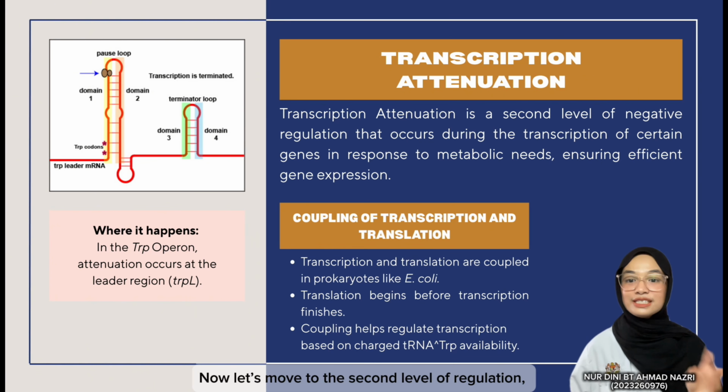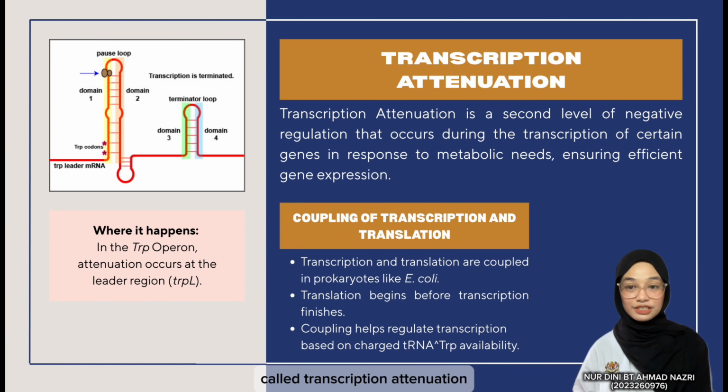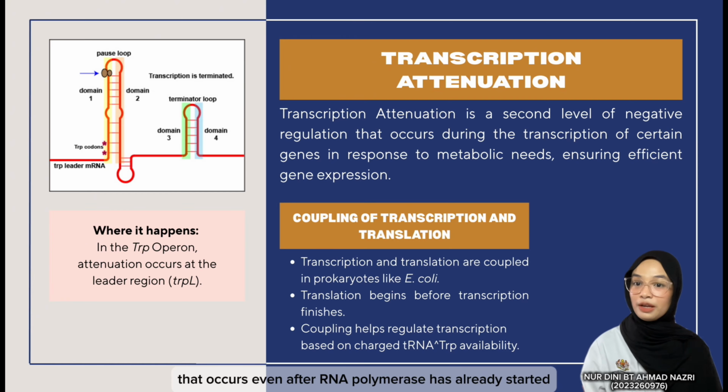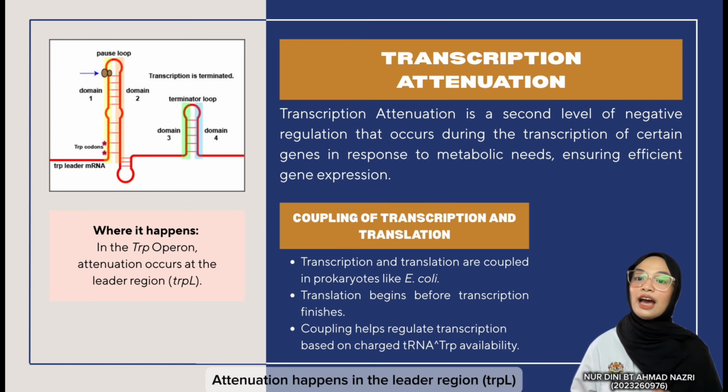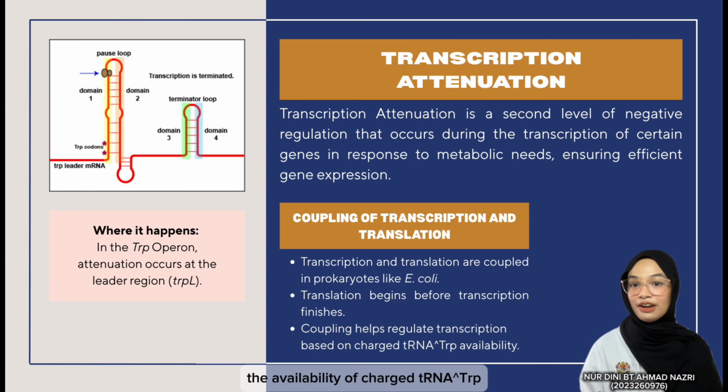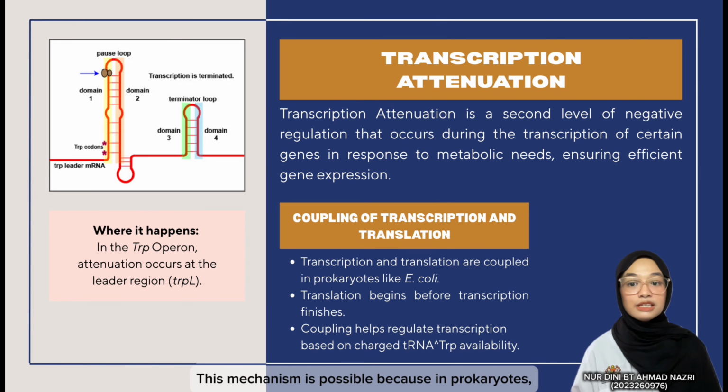Now let's move on to the second level of regulation called transcription attenuation. This is a fine-tuning mechanism that allows the cell to control the amount of transcription that occurs even after RNA polymerase has already started. Attenuation happens in the leader region of the operon and depends on the availability of charged tRNA-Trp.